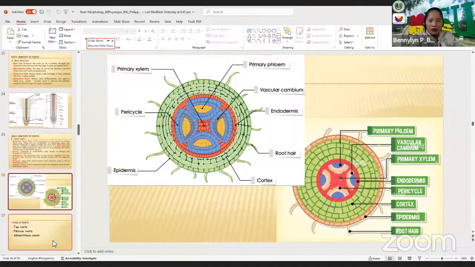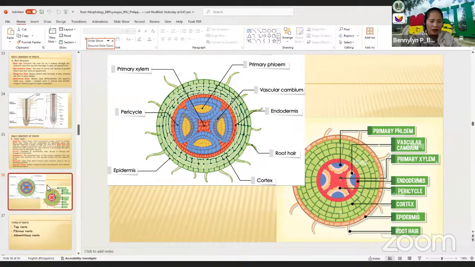So we have here an illustration showing the different tissue types, the phloem, the vascular cambium, then the dermis on this part, the root hair, the cortex, and the pericycle, the epidermis, and of course the xylem. Okay, so that is for the basic anatomy of roots.